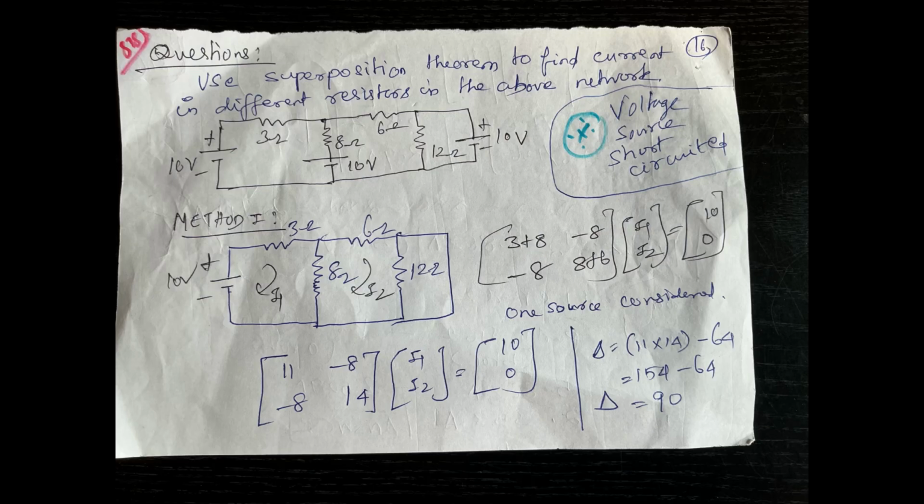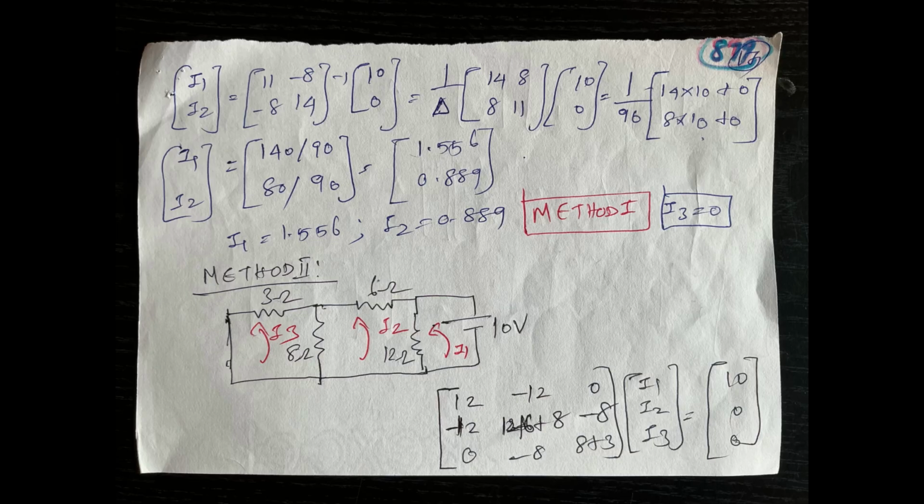First, the 10 volt source is considered, as shown in the circuit. We obtain the 2 by 2 matrix and take the inverse. I1, I2 equals 1 divided by the determinant value times the cofactor matrix, multiplied by the 10, 0 matrix. We obtain 140 divided by 90 and 80 divided by 90. The determinant value is 90. So in method 1, I1 is 1.556 ampere and I2 is 0.889 ampere.